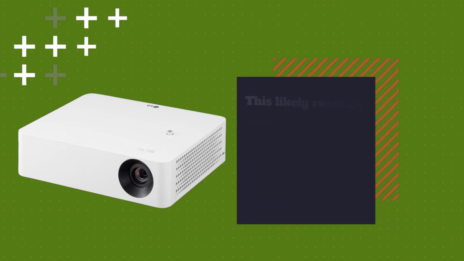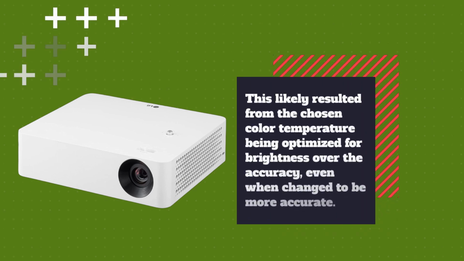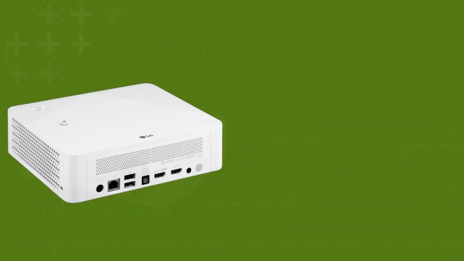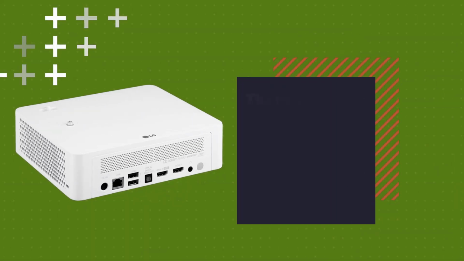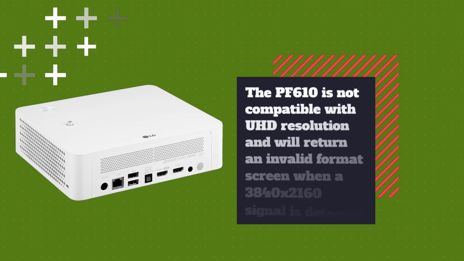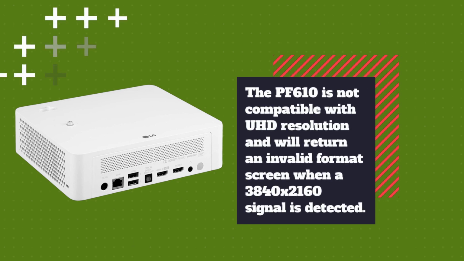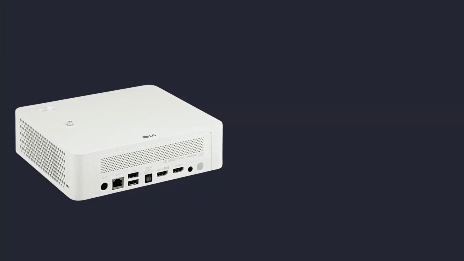This likely resulted from the chosen color temperature being optimized for brightness over accuracy, even when changed to be more accurate. The PF610 is not compatible with UHD resolution and will return an invalid format screen when a 3840 by 2160 signal is detected.